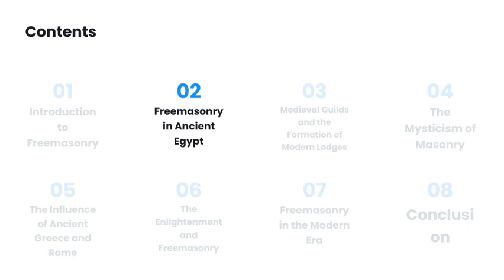We then consider the Enlightenment period, a time of intellectual awakening that greatly shaped Masonic ideals of reason and liberty. After that, we touch on the mysticism of Masonry, highlighting its esoteric symbols and spiritual aspects. We also look at Freemasonry's development in the modern era, reflecting changes and continuities over time.